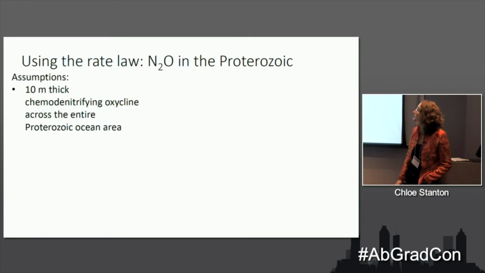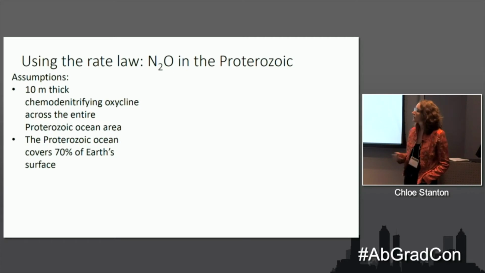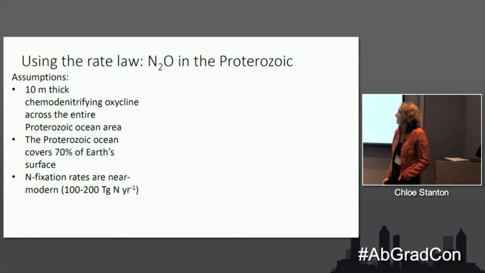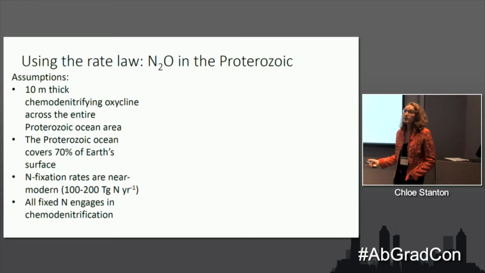So I used this rate law in tandem with a couple assumptions. First of all, we assumed that there was a 10-meter thick chemocline in Proterozoic oceans in which chemodenitrification occurred, and that this ocean covered 70% of Earth's surface. And then we capped things with the nitrogen fixation rate. The nitrogen fixation rate in the modern environment is 100 to 200 teragrams of nitrogen per year. And we assumed that all of this fixed nitrogen in the Proterozoic would convert to N2O through chemodenitrification.